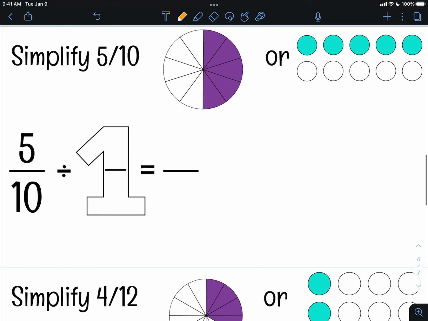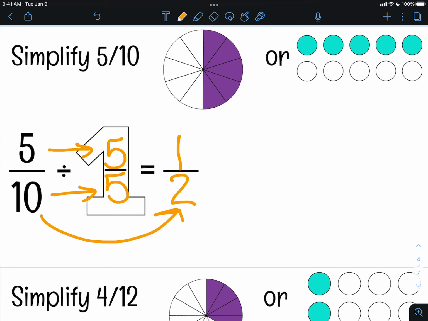Let's simplify 5/10. What can we divide both 5 and 10 by? Can't divide them by 2. We can't divide them by 3. Not by 4. How about 5? So 5/5 is the same as 1. If we look at the numerators, 5 divided by 5 is 1. 10 divided by 5 is 2. So 5/10 is the same as 1/2.